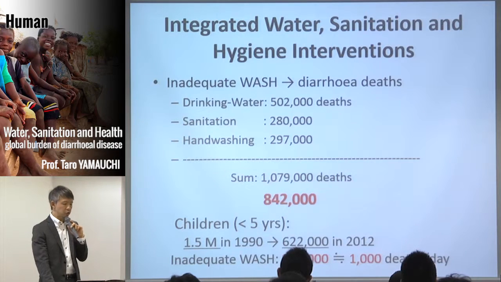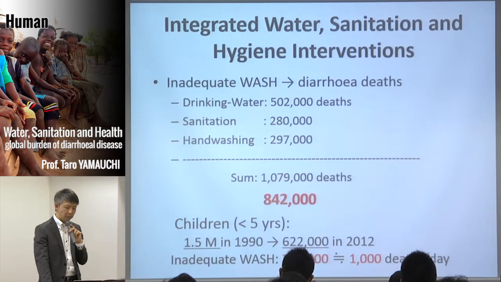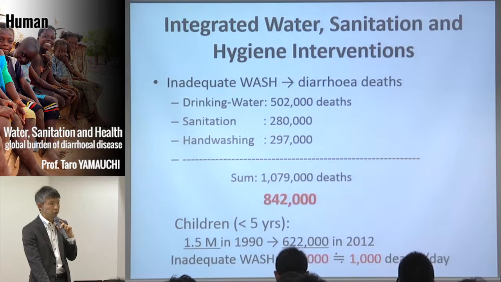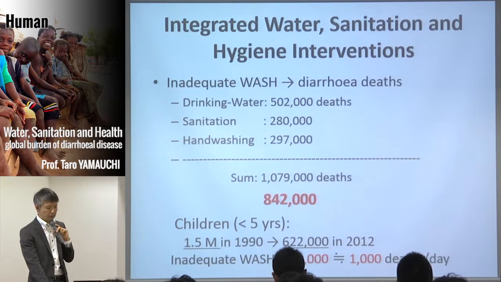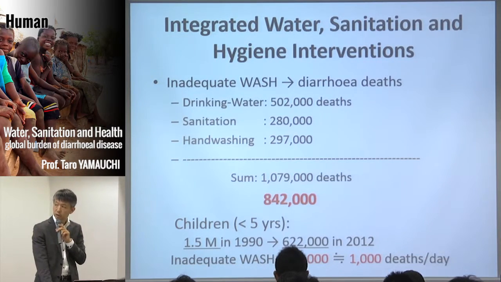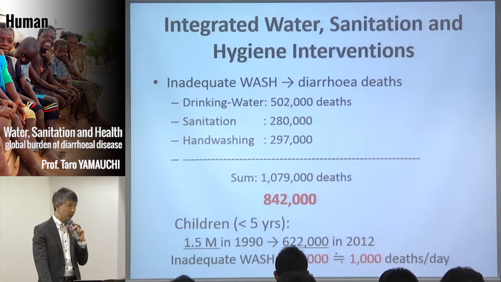Diarrheal deaths among children under the age of 5 years have been more than halved from 1.5 million in 1990 to 622,000 in 2012. However, inadequate water, sanitation, and hygiene continue to account for 361,000 of these deaths, over 1,000 deaths per day.